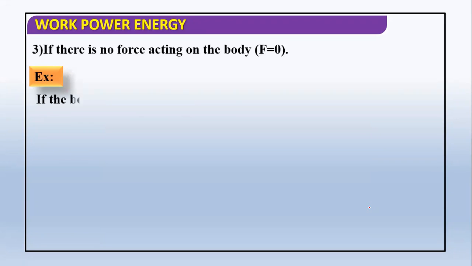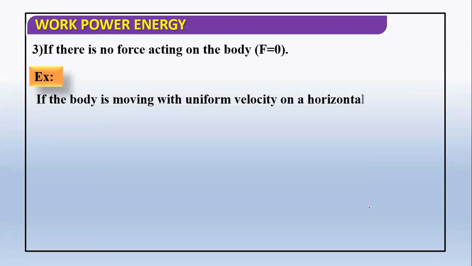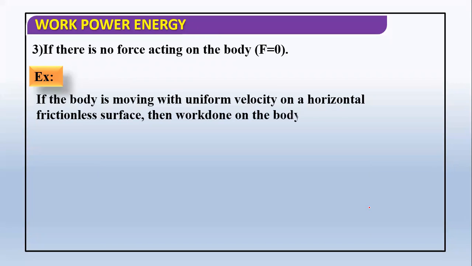Now the third condition. If there is no force acting, there will be no work done because F itself is 0. The best example is a body moving with uniform velocity on a horizontal frictionless surface. If an object is moving on a horizontal frictionless surface with constant velocity, there is no force acting in the direction of displacement. So force is 0, so work is 0. Since there is no force, there is no work.